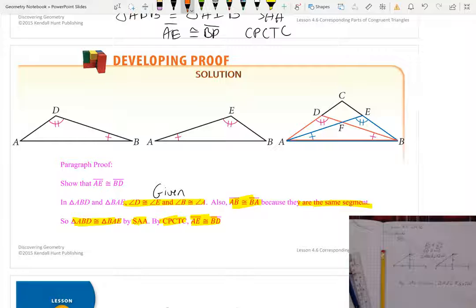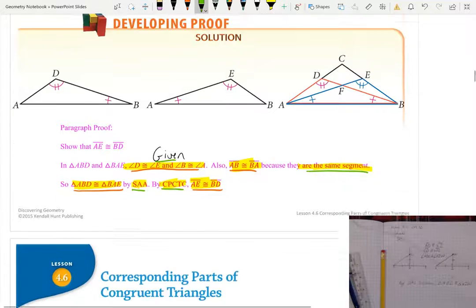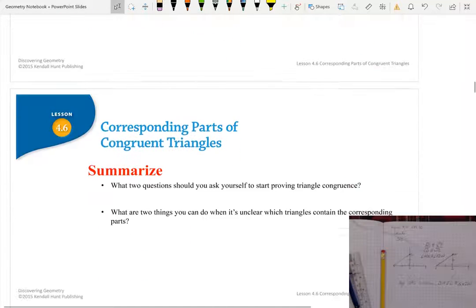And I'll go ahead and underline the statement in red. These are all statements. And then the reason in green, right? So the reason is given, the reason is same segment, the reason's SAA, the reason CPCTC. So if you were to make a 2-column format, the red would be your statement and the green would be your reason.